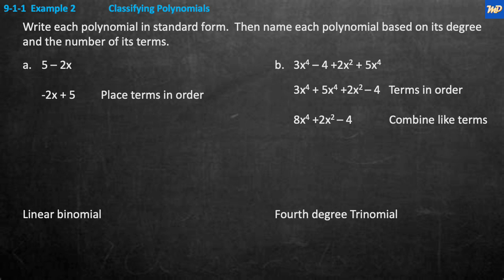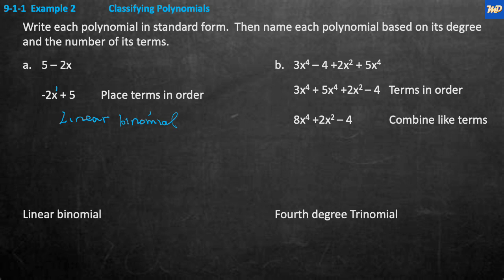But when you put it in standard form, the x has an exponent of 1, and it's higher than 0, which is the 5. So from left to right, it's the negative 2x to the first power plus 5. This is put them in order. And what is this? This is a linear binomial. Okay, a linear binomial. I'll write that in fact, linear binomial. Okay, linear binomial. Okay, how about B here?